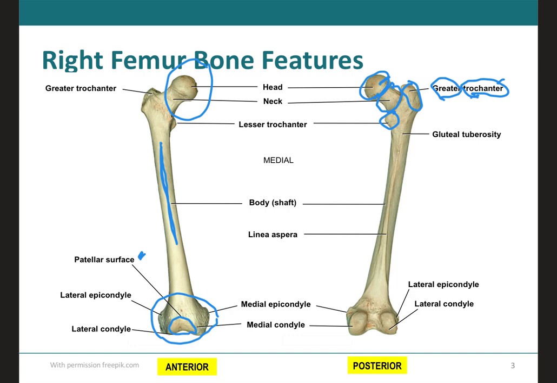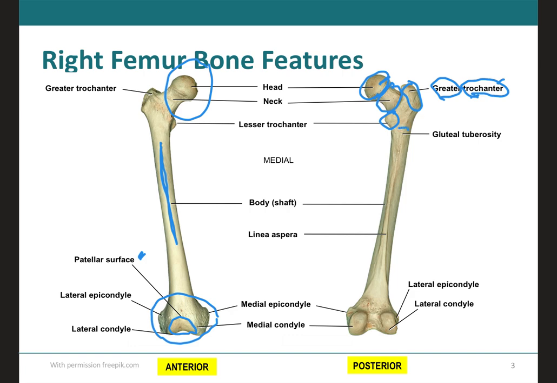Remember that the greater and lesser tubercles are on the humerus. The way that I remember and try not to get confused is that the humerus has the intertubercular groove between the two tubercles. So try to remember this bone feature of the humerus, which is the intertubercular groove, and then you can remember that the humerus has a tubercle and not a trochanter. Therefore, the femur will have a trochanter and not a tubercle.